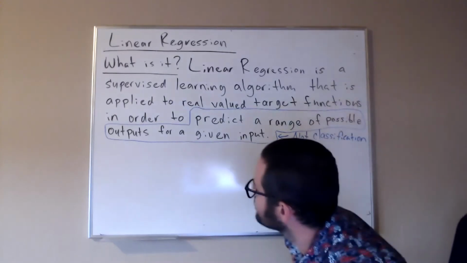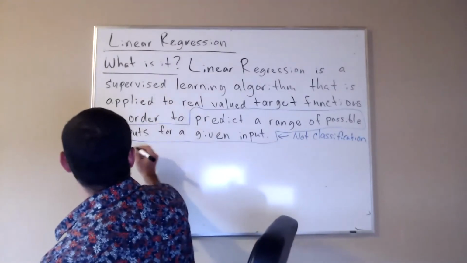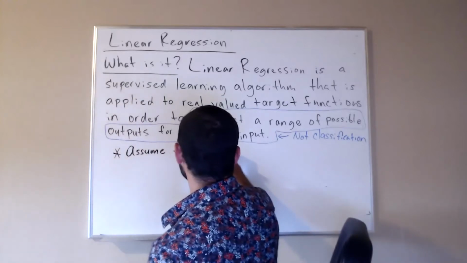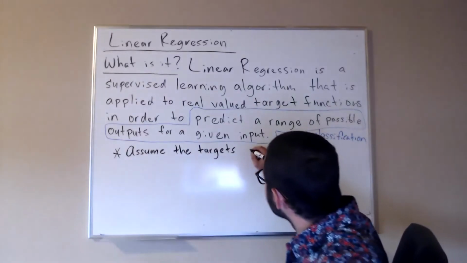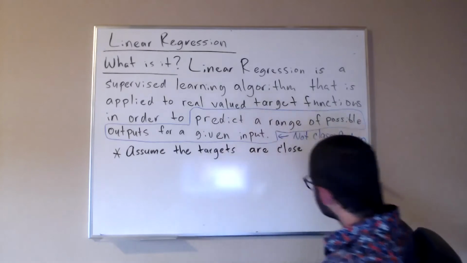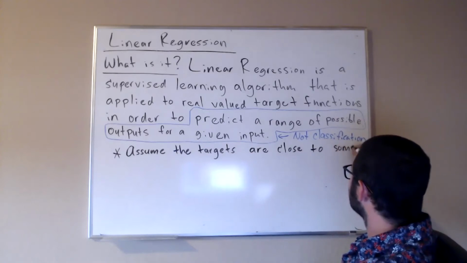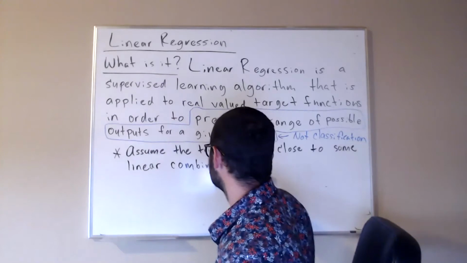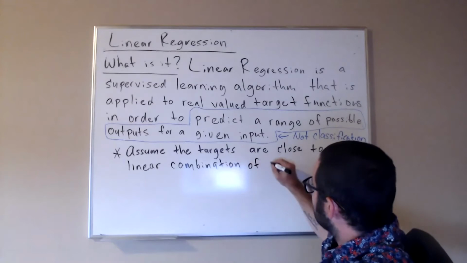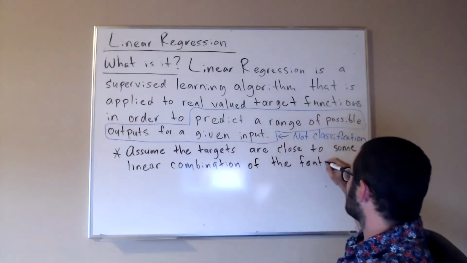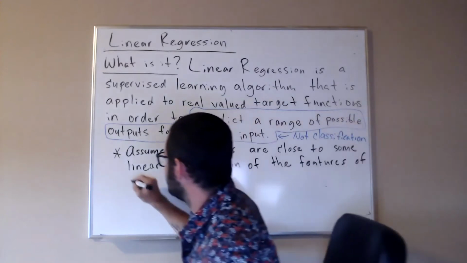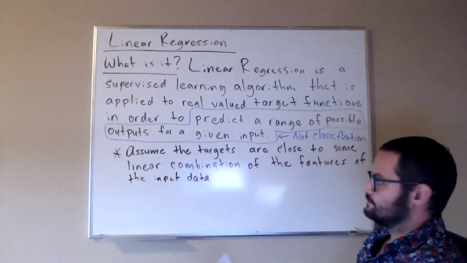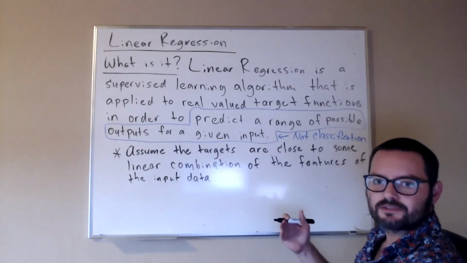Okay, so what are the assumptions with this? So we're assuming with this algorithm that the targets we're looking at are close to some linear combination of the features or the measurements of the input data. Okay, so we need to assume that the labels of our data lie in some linear combination or close to some linear combination of the input.